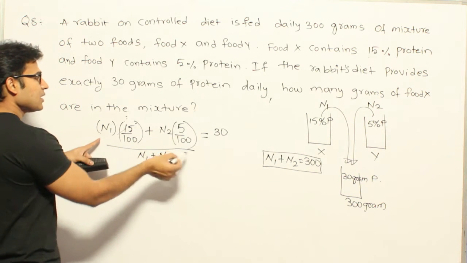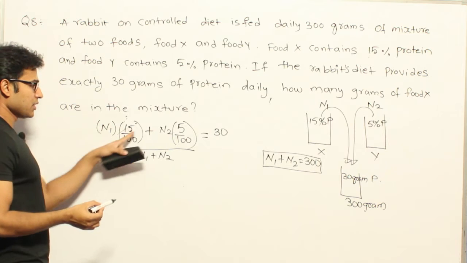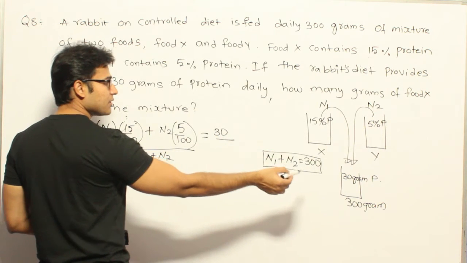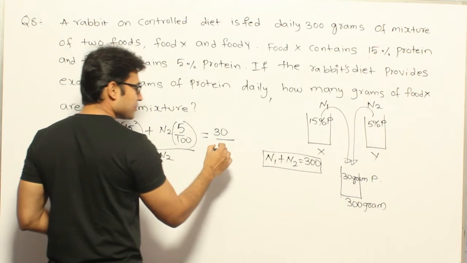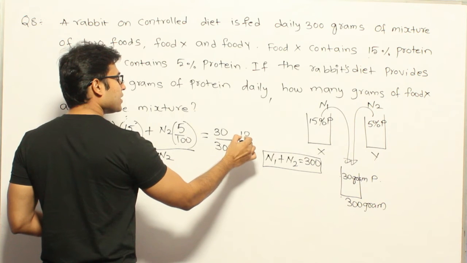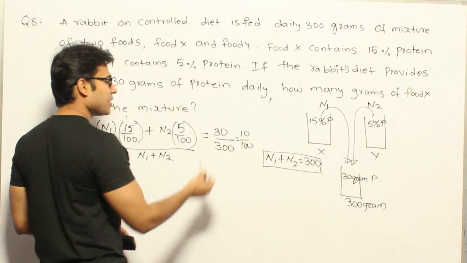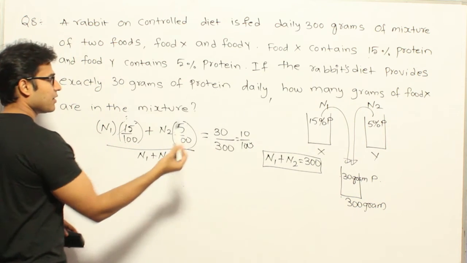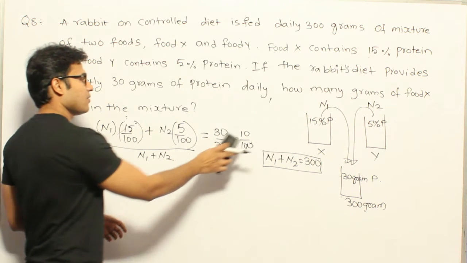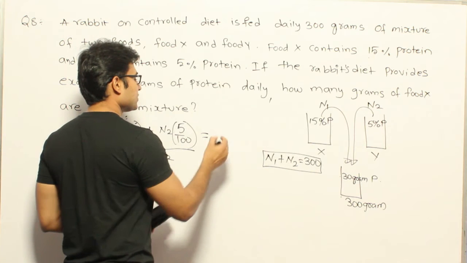So what does it mean? This is the percentage of protein in the final mixture, right? And what is already given? 30 grams out of 300 grams is protein. Therefore it is the actual value, which is nothing but, you can write it as 10 by 100. So why am I writing it as 10 by 100? Because it is 15 by 100 and 5 by 100. That is why I just want to write it in 100. Okay.